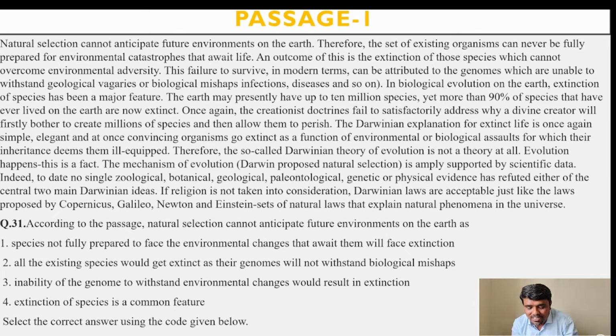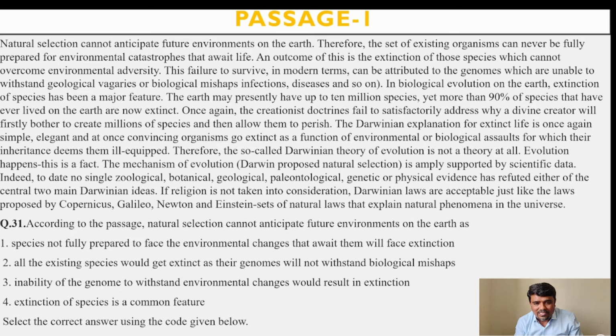But that statement, Darwin theory of evolution is not a theory at all. It looks like he's criticizing it. No, he's not criticizing. In fact, it is not simply a theory. It is a fact. It is a universal fact, and he has given a lot of examples. Okay, 90% of whoever lived, the species, are extinct. It's natural selection, and extinction is a natural process as it is mentioned in the passage.